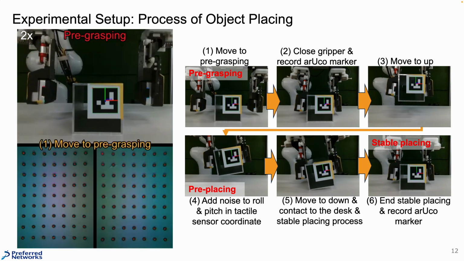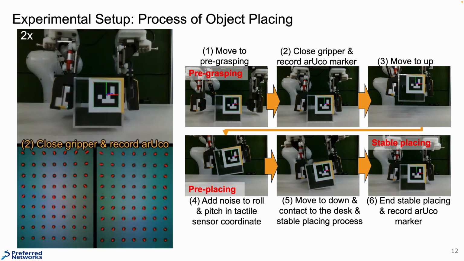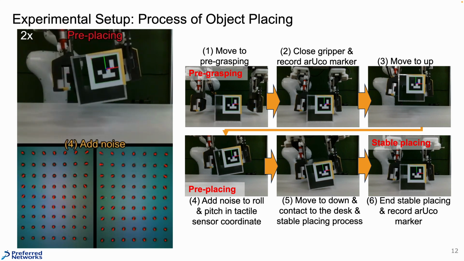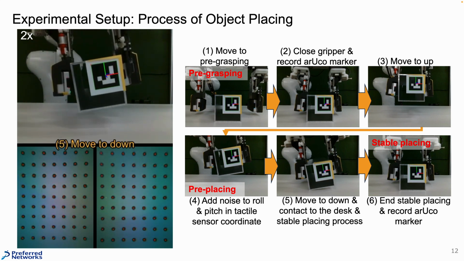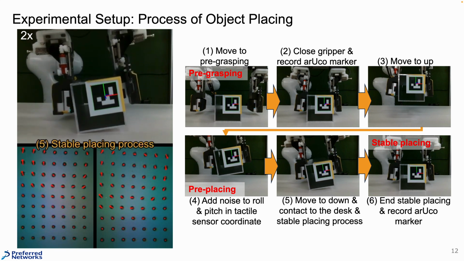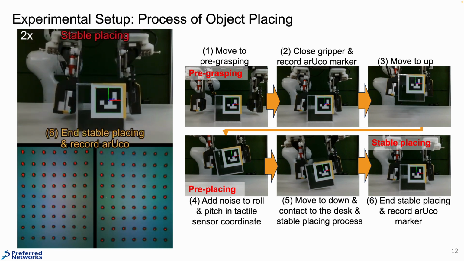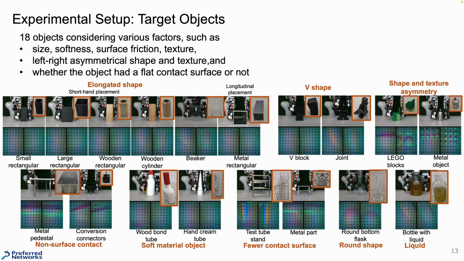We conduct experiments where a robot grasps objects and places them on a desk to evaluate our proposed system. To aid evaluation, an ArUco marker is placed on the object, and the object's pose is measured when the object is placed on the desk. The displacement is then calculated by comparing the object's pose initially in its manually stable state on the table with the final pose achieved through the robot's stable placing process.